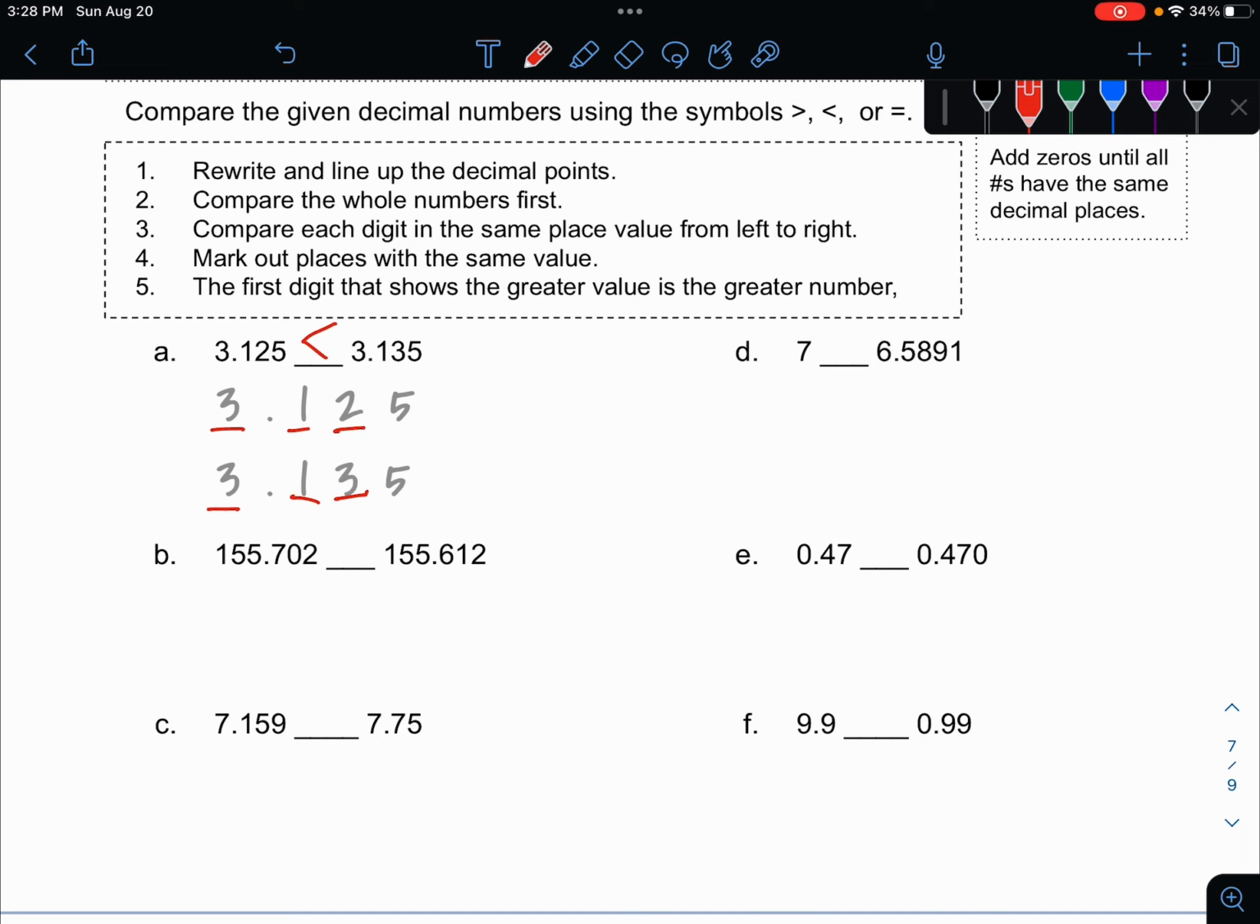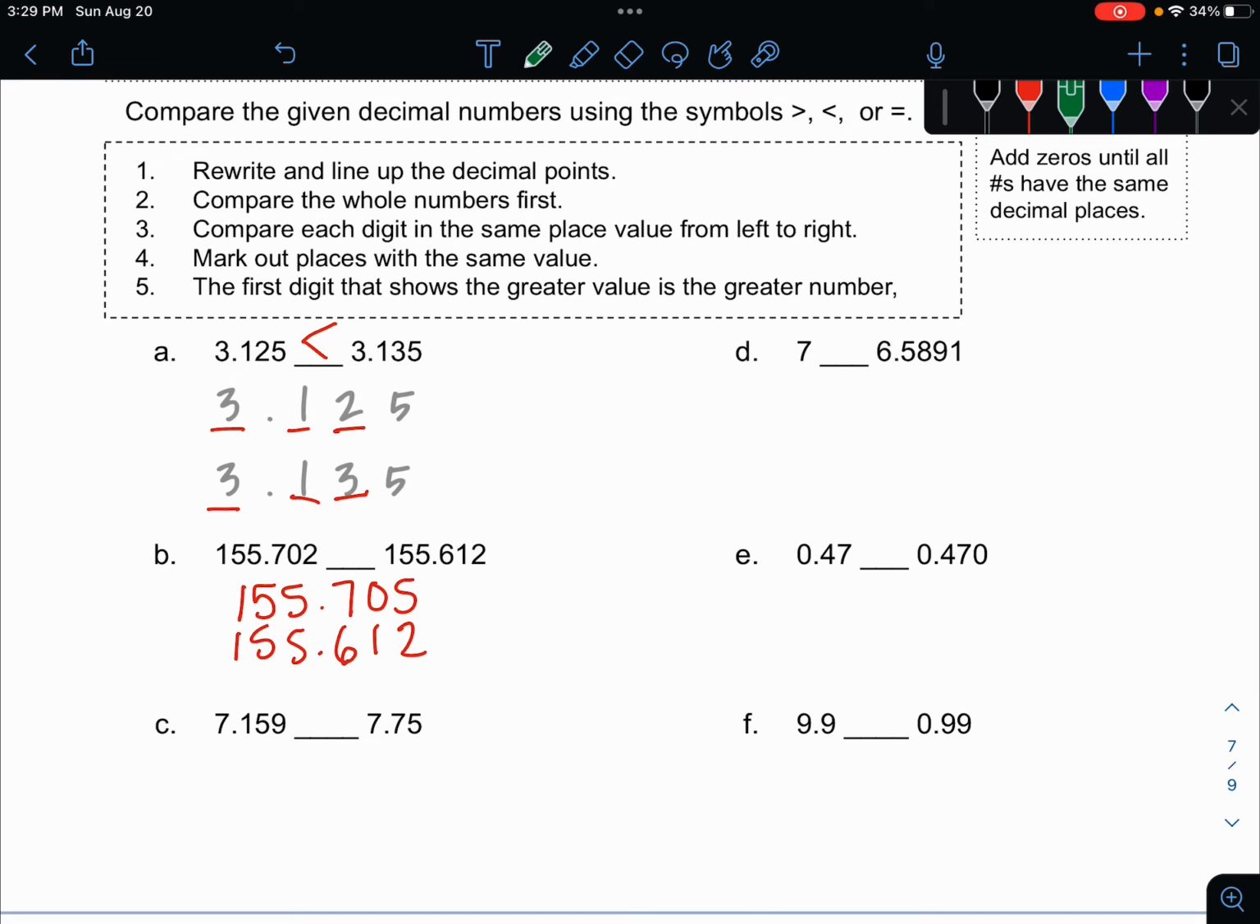Let's look at B. Let's line up our decimals. We've got 155 and 702 thousandths versus 155 and 612 thousandths.